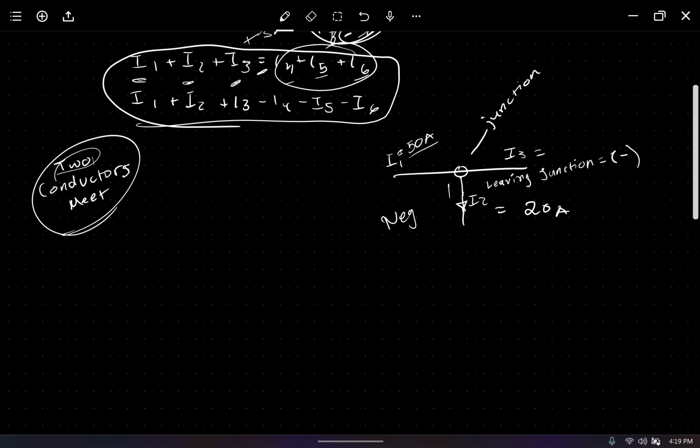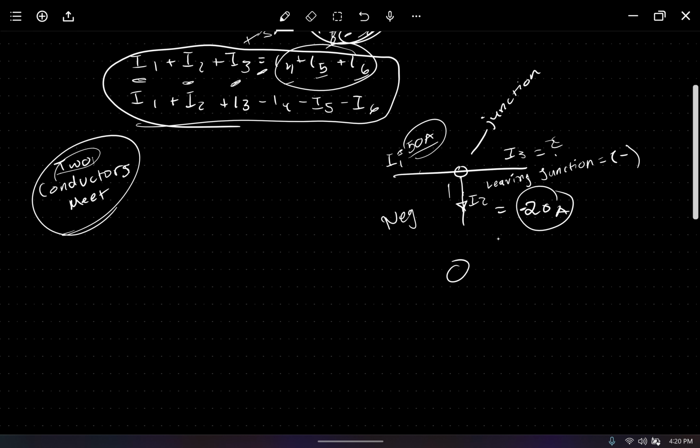So let's say that we start with 50. We have to remember that it has to give a 0 from the initial 50 and from 20. So we have 2 factors here. So we have to calculate for I3. What would I3 give us? So with the initial 50, we realize that these are leaving. So it's going to be negative. So it's going to be negative 20A.